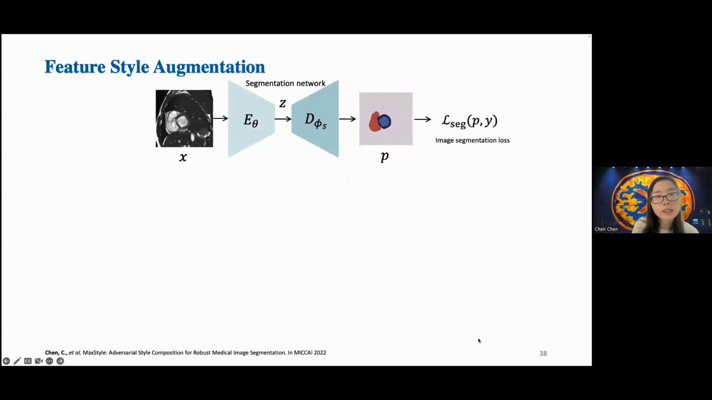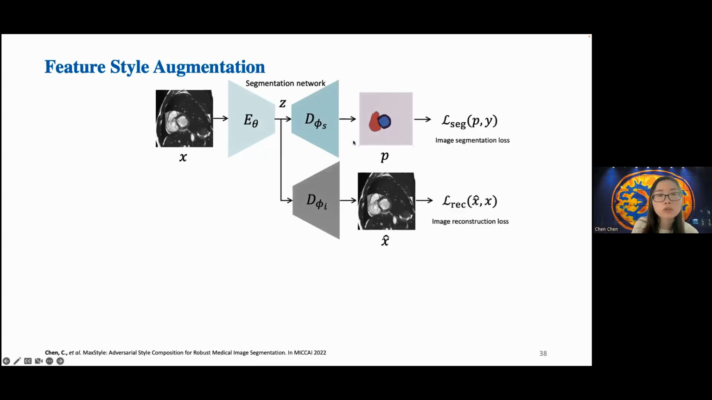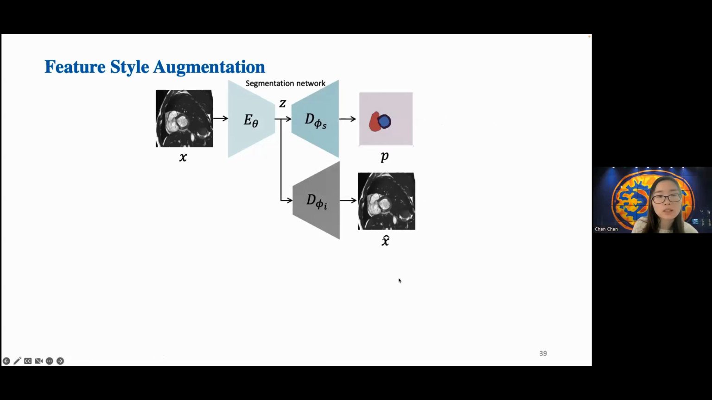So last year at MICCAI, we proposed an enhanced version based on the same network architecture. So the overall framework is still a dual branch framework. The only difference is that this time we are not going to mask the latent code, but instead we insert some style augmentation layers, called MaxStyle. And with MaxStyle, we can generate images with the same anatomical structure, but the image style has been changed. So as you see, with that, we can generate some augmented images back in the image space and use them as a synthesized domain.